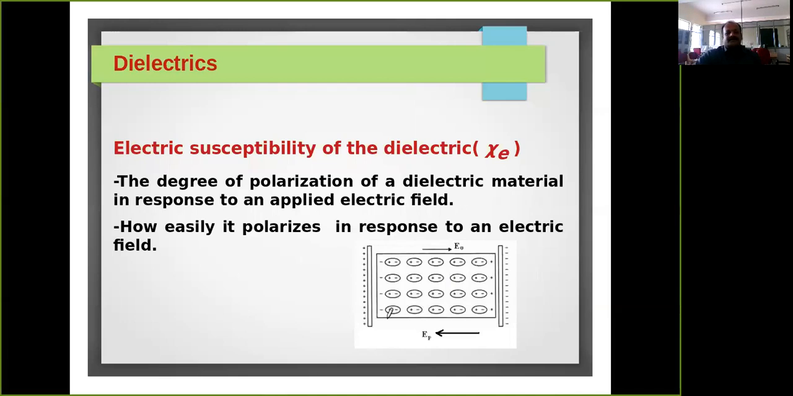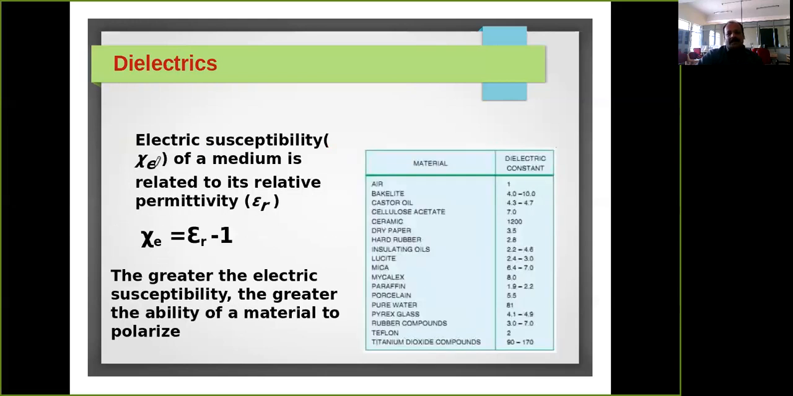The next question is, what is the electrical susceptibility of the dielectric? It is the degree of polarization of a dielectric material in response to an applied electric field. Actually, electrical susceptibility measures how easily it polarizes in response to an electric field. I mean, if the dielectric medium is kept between the plates of the capacitor, the extent of polarization depends on the strength of the electric field. So the electric susceptibility can be found by knowing the relative permittivity of the dielectric. Here in the table, different materials have different dielectric constants. If we know the dielectric constant, we can easily find the electrical susceptibility of different dielectric materials.